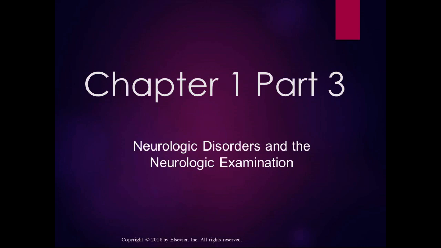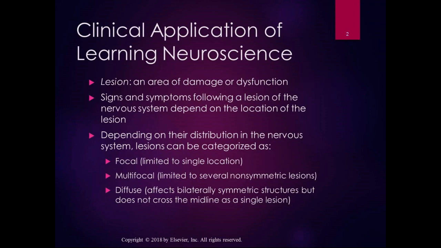In the last part of Chapter 1, there's a little section on neurologic disorders and the neurologic examination. In the 5th edition of the book, they separate it out into a separate chapter, but basically the same information, just a little more detailed. We're going to talk about really the clinical application of learning neuroscience. That's what we're interested in: therapy.